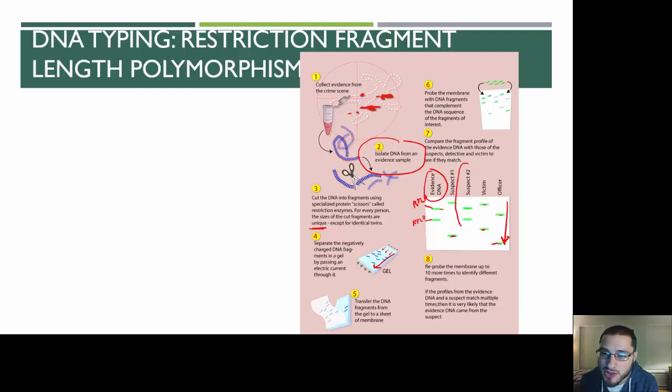But if we look at suspect 2, they had the exact same lengths as the evidence that we found at the scene. So suspect 2 is our person, or we could say at least it is the same DNA as this evidence DNA. So then we're going to reprobe the membrane up to 10 more times to identify different fragments. If the profiles from the evidence DNA and the suspect match multiple times, then it's very likely that the evidence DNA came from the suspect.